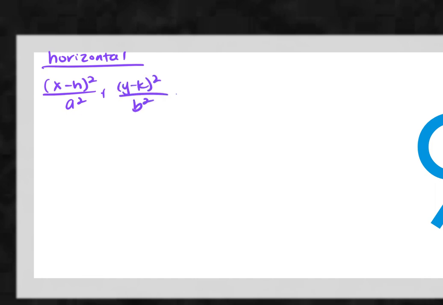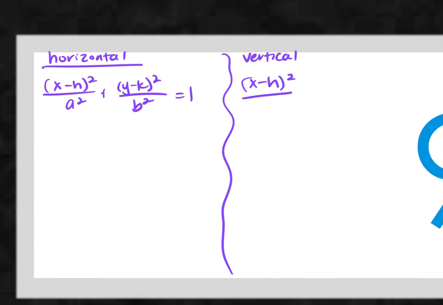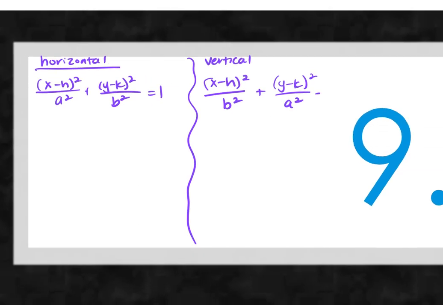So if it's a horizontal ellipse, then it's x minus h squared over a squared plus y minus k squared over b squared equals 1. And if it's vertical, then the order does not matter. Like, I could still do x minus h squared over, the difference is that gets the b. So the a goes underneath the y if it's vertical. Order does not matter here. Both of those can be switched because it's addition. It can totally be switched.